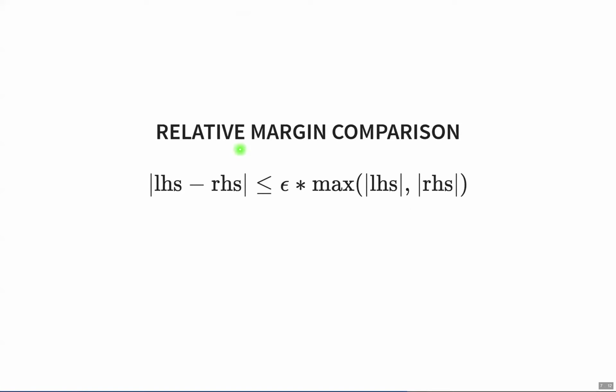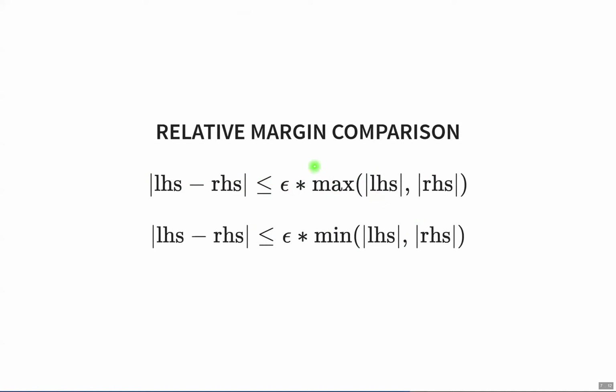I will say, okay, is the difference between the two numbers smaller than some factor, like say 1% of the bigger number? You can also say bigger or smaller. Of course, using min is stricter. Anything that's equal here is equal here, but not vice versa.